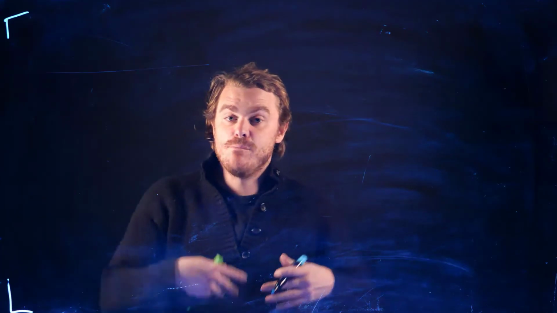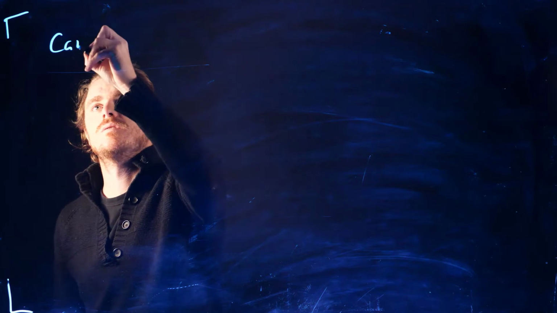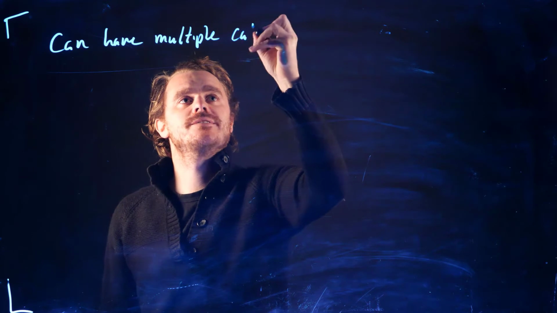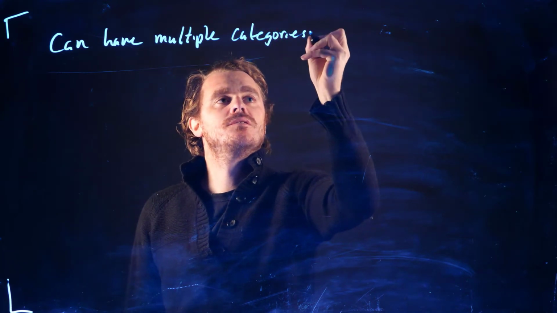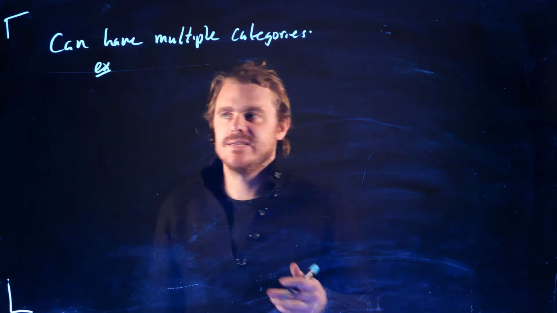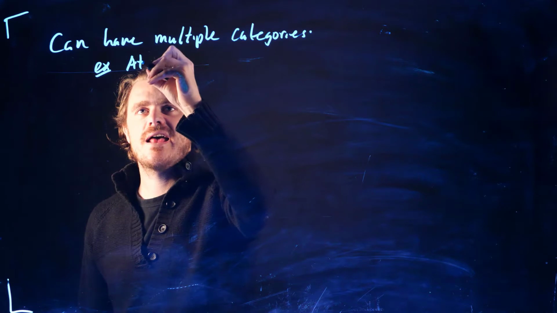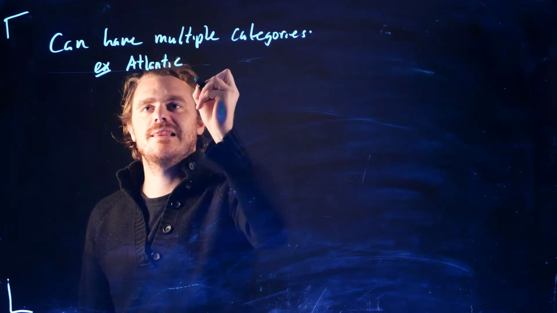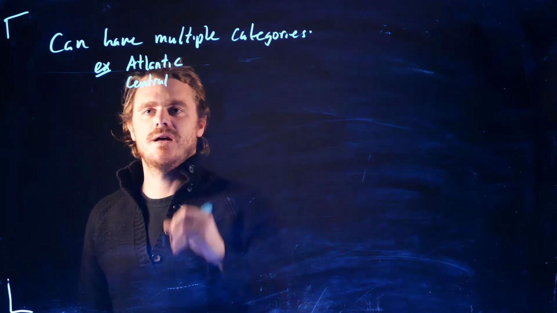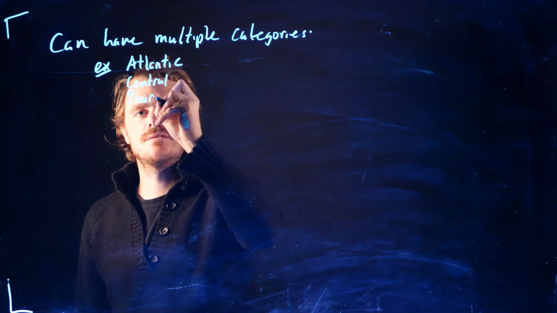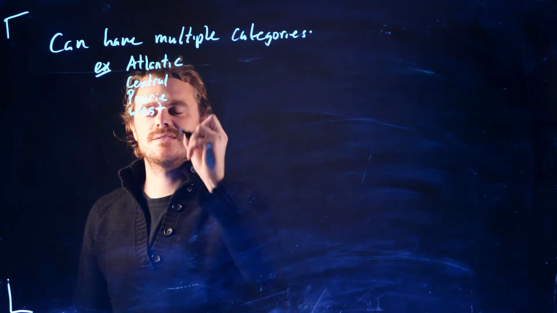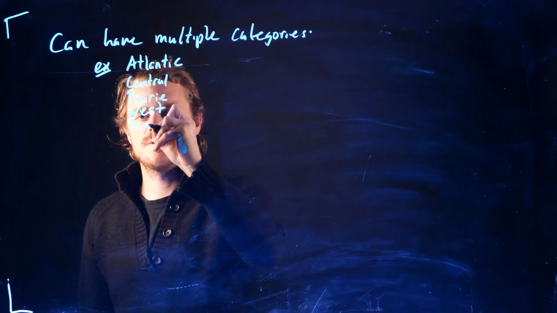So it's important to know we can also have multiple categories for these binary variables. So for example, say we're thinking about regions in Canada, and we divide Canada into different regions. We're going to say the Atlantic region, Central region, the prairies, and then maybe the West, and maybe the territories or something like that.